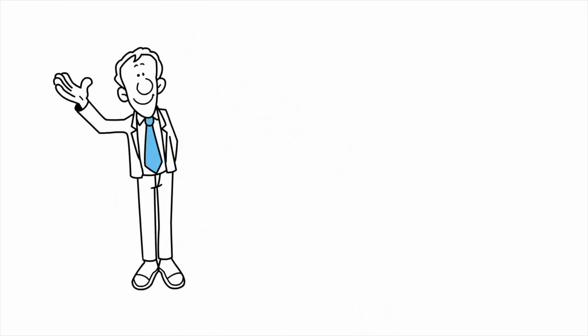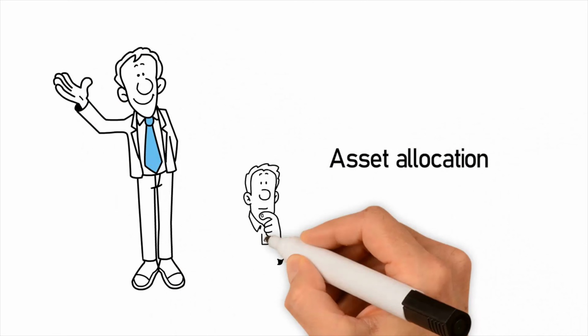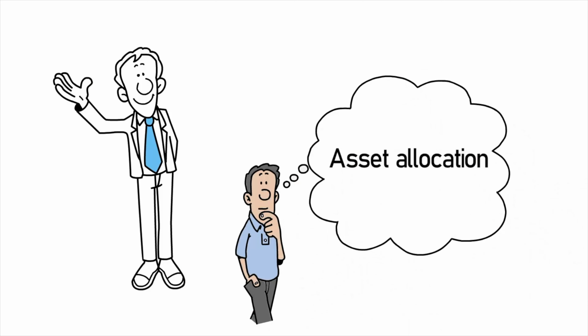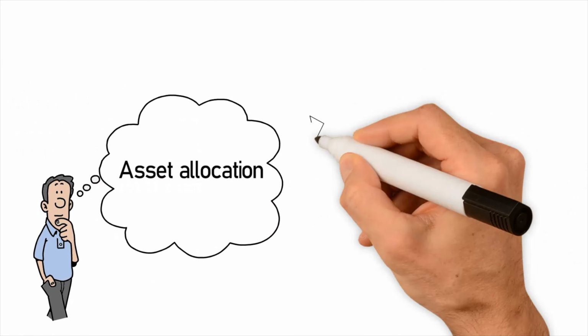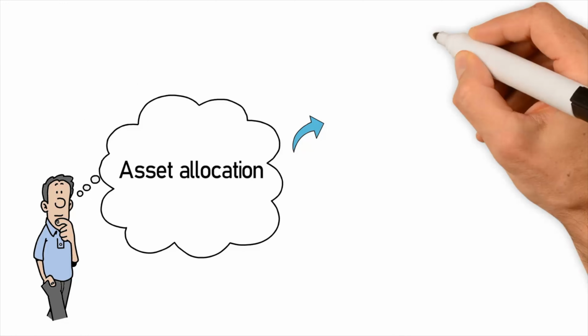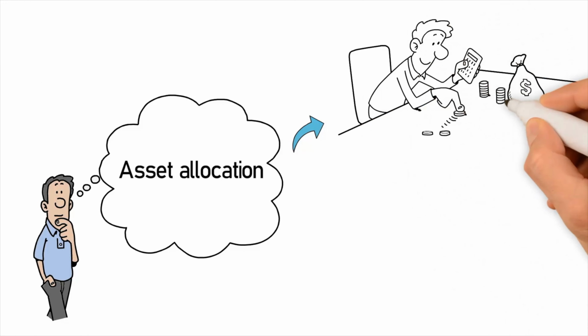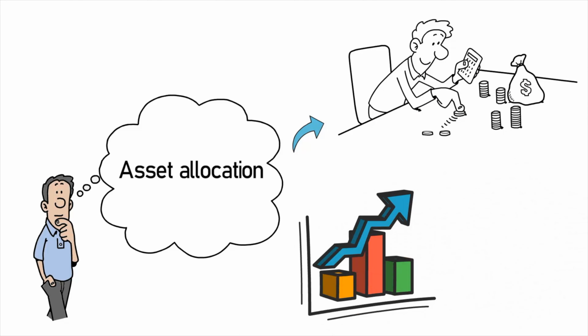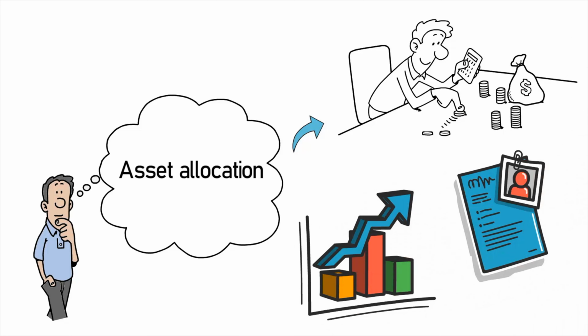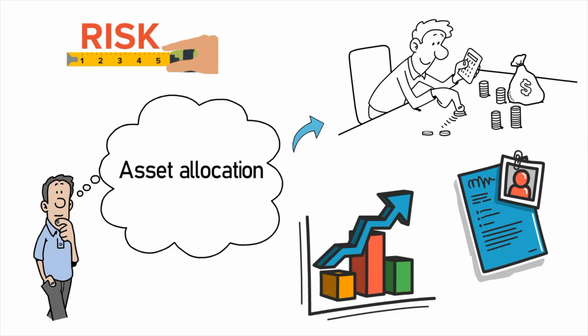Today we're going to talk about asset allocation. And I want you to think about asset allocation as a core concept and maybe the most important concept in your investment management strategy. It's going to take into consideration what your growth objectives are for your portfolio, as well as where you are on the risk scale.